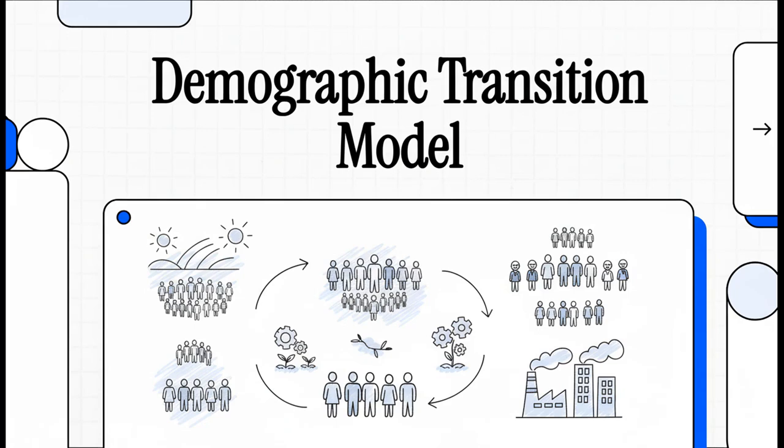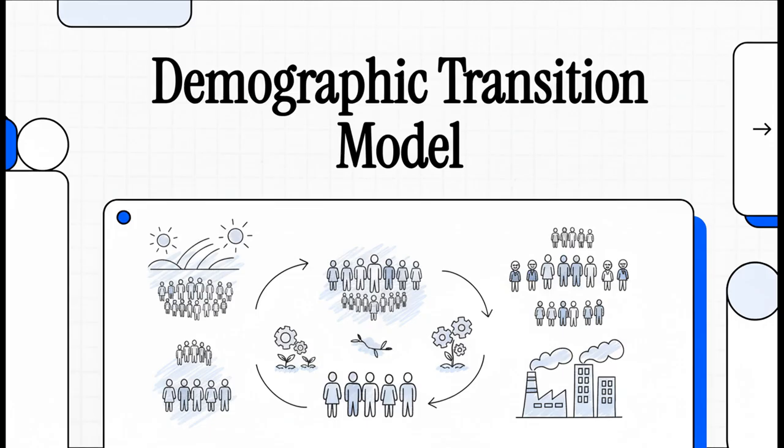Ever wonder why some countries seem to be bursting with people while others are worried about shrinking? Well, what if I told you there's a predictable pattern that explains it all? It's called the demographic transition model, and it's basically the key to understanding how our world's population changes.